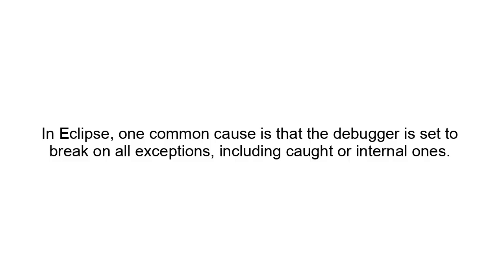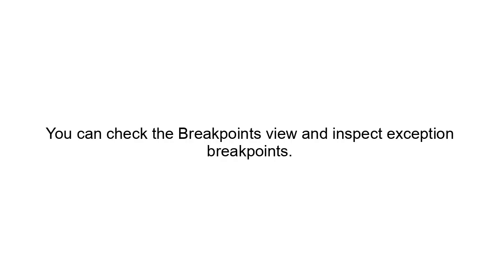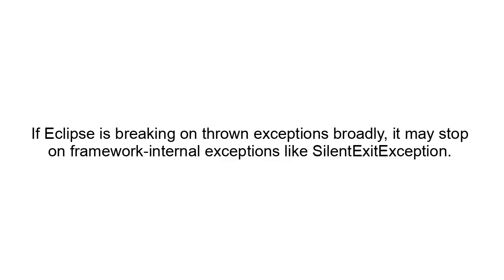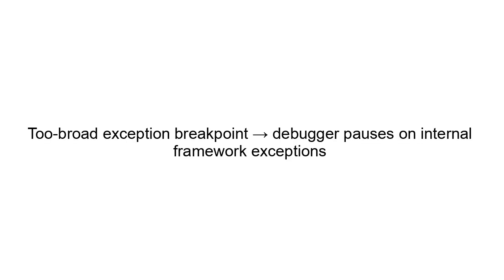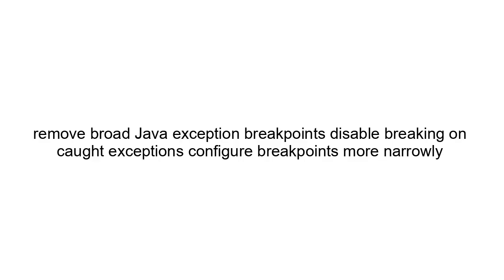Solution 2: change Eclipse exception breakpoint settings. In Eclipse, one common cause is that the debugger is set to break on all exceptions, including caught or internal ones. You can check the breakpoints view and inspect exception breakpoints. If Eclipse is breaking on thrown exceptions broadly, it may stop on framework internal exceptions like SilentExitException. Example concept: too broad an exception breakpoint means the debugger pauses on internal framework exceptions. You may need to remove broad Java exception breakpoints, disable breaking on caught exceptions, and configure breakpoints more narrowly. This is often the main fix.